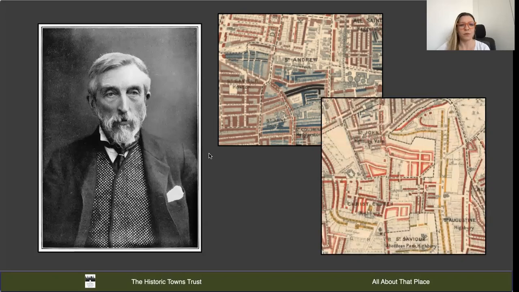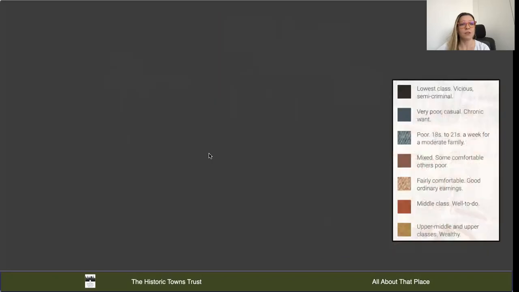These maps were based on the observations of investigators accompanying policemen on their beats around the city. If we look at the legend, we can see that Booth categorised the London streets into 7 levels of affluence, ranging from upper class and wealthy in the orange, right down to those he deemed to be needy to the point of criminality in the black.